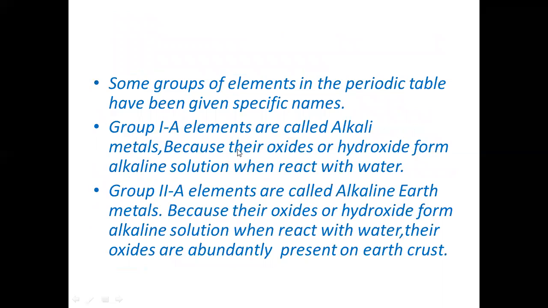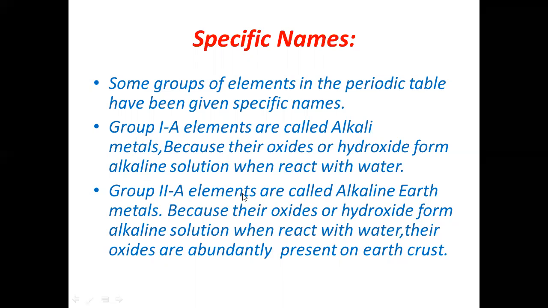Some groups of elements in the periodic table have been given specific names. Group 1A elements are called alkali metals. Why are they called alkali metals? Because their oxides or hydroxides form an alkaline solution when they react with water. That's why they are called alkali metals.